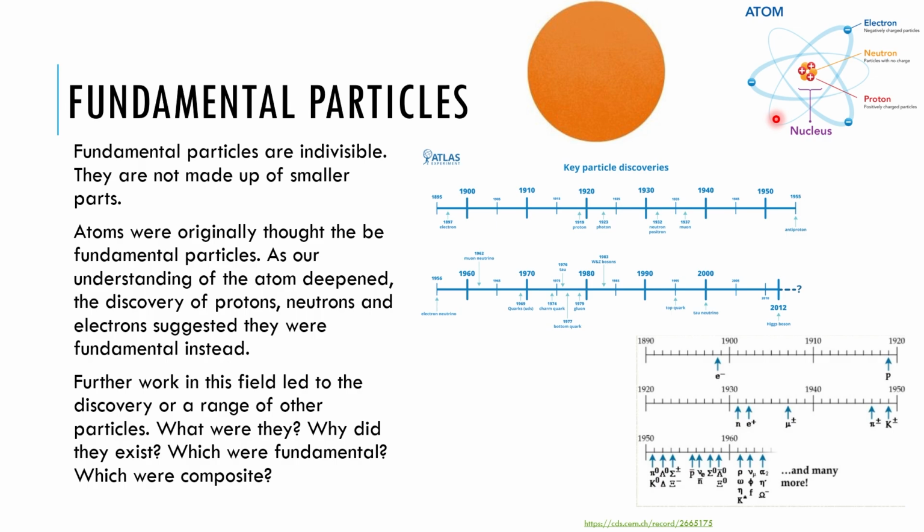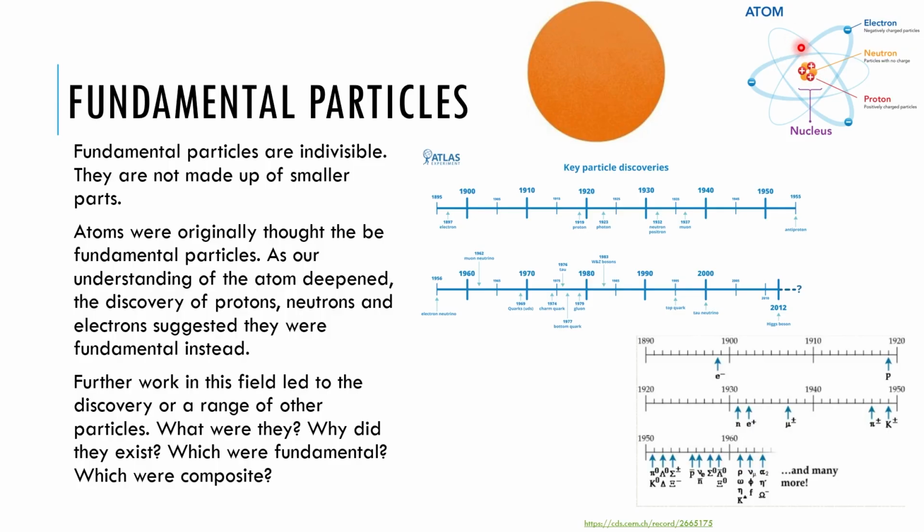And so the model changed so that the protons, neutrons, and electrons, the building blocks of the atom, were considered to be fundamental instead. However, as you'll see in the rest of this video, there was a lot of work beyond the discovery of the proton, neutron, and electron that we looked at in this model already. And what we found was that there were other particles that existed as well. So that begs a question. What are these particles? Why did they exist? Which were fundamental and which were what we call composite? Composite meaning that they are made from multiple particles. So for example, the atom itself is a composite particle because it's made of 3 different particles.